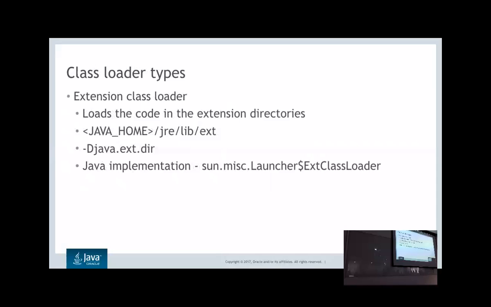Then until JDK 8, we used to have an extension class loader. The extension class loader resides in your Java home jre/lib/ext. This is the Oracle JDK I'm considering, because the path can be different for different Java distributions. It loads the classes from the extension directory, and you can set it with the Java command using -Djava.ext.dirs. If you want to see the implementation of this class, you need to go to sun.misc.Launcher and ExtClassLoader.